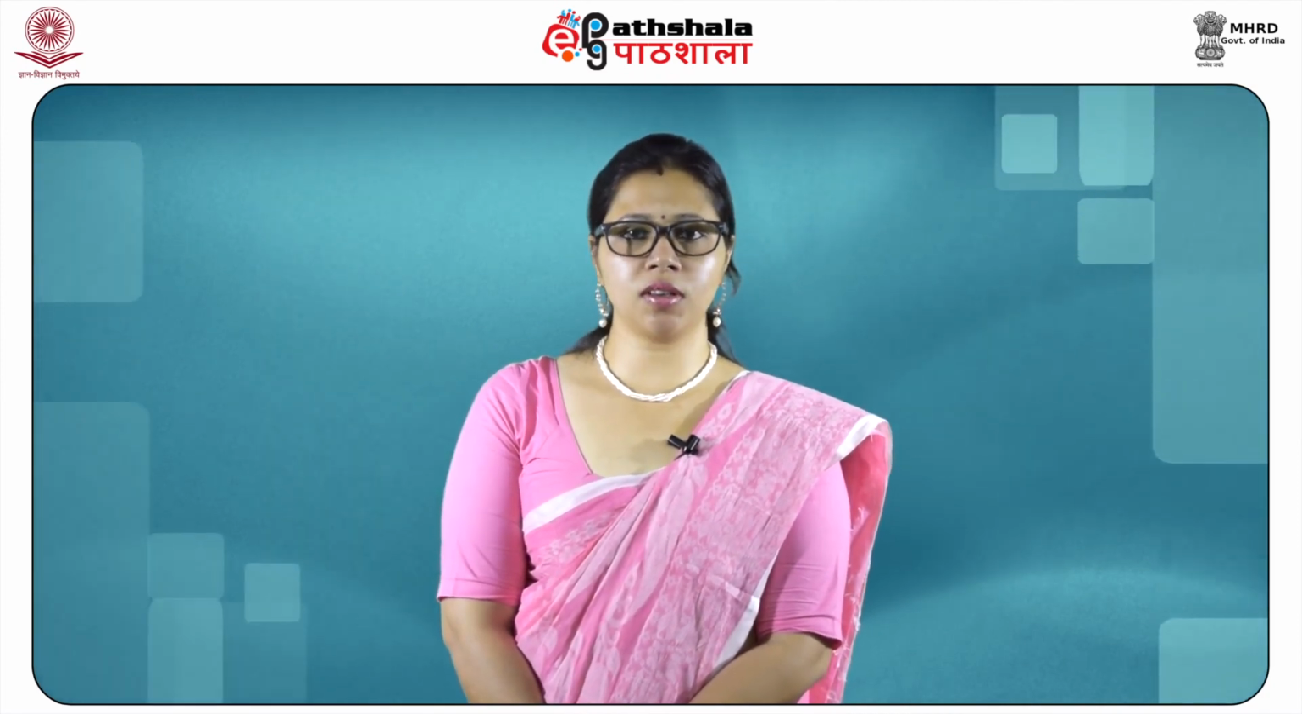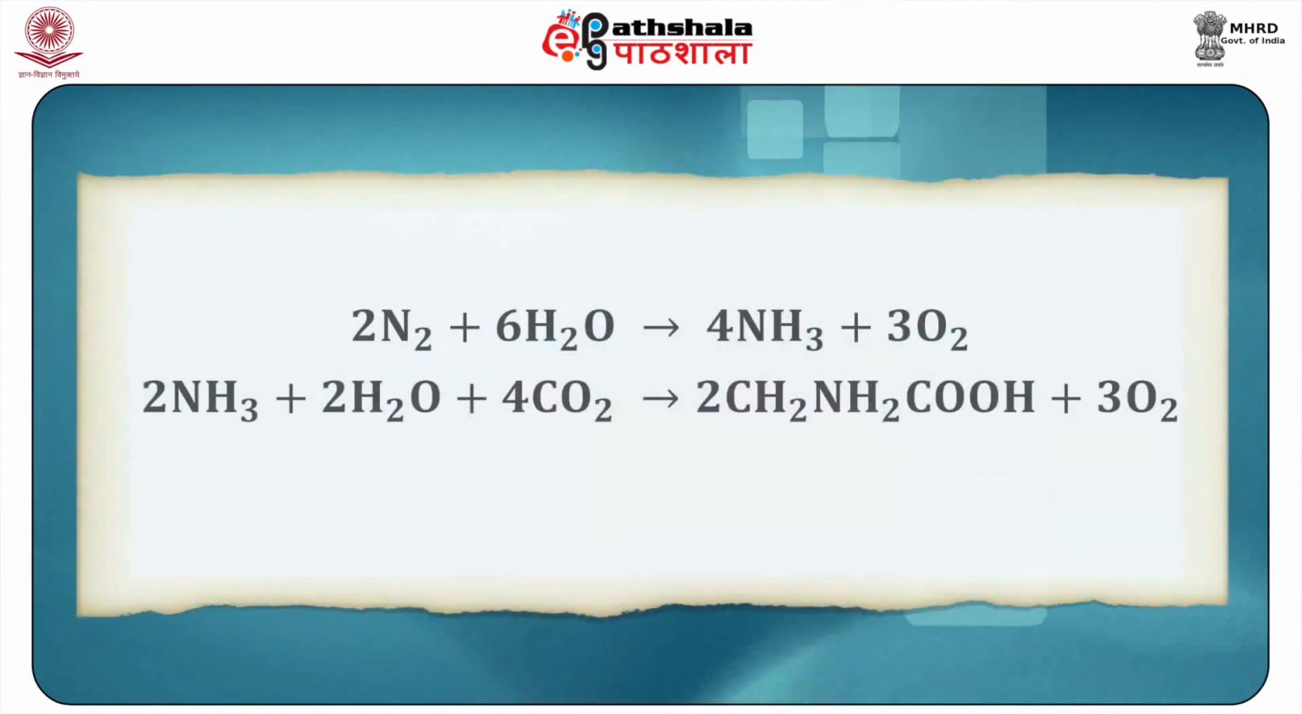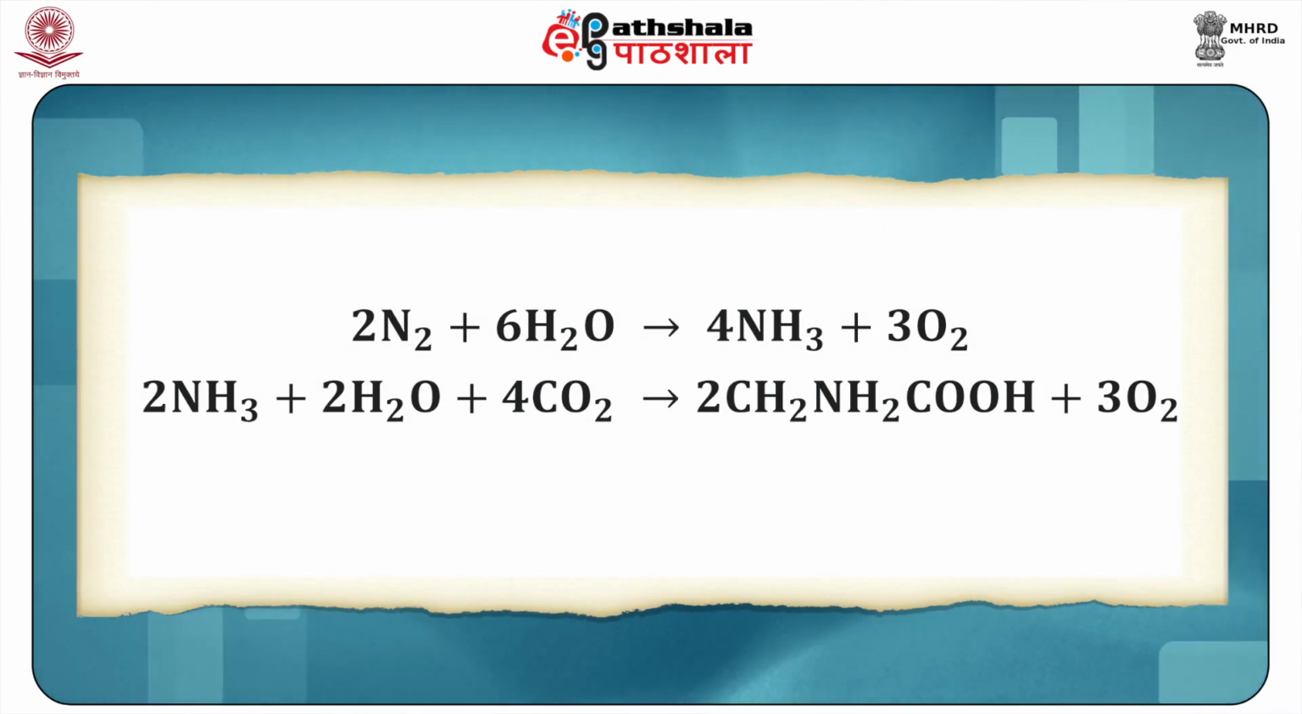The biological fixation of nitrogen is done by microorganisms in soil which convert nitrogen oxides to nitrites and nitrates. Nitrogen-fixing bacteria like Azotobacter and Rhizobium found in the roots of leguminous plants convert the molecular nitrogen to ammonia. In aquatic ecosystems, this fixation is done by blue-green algae.